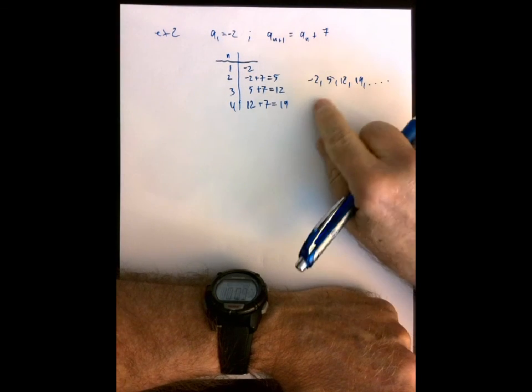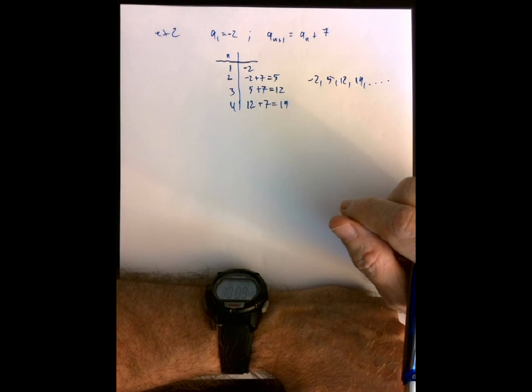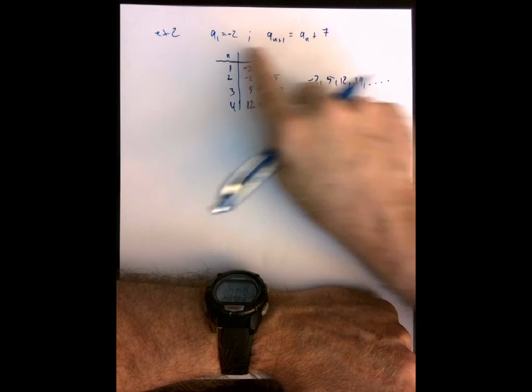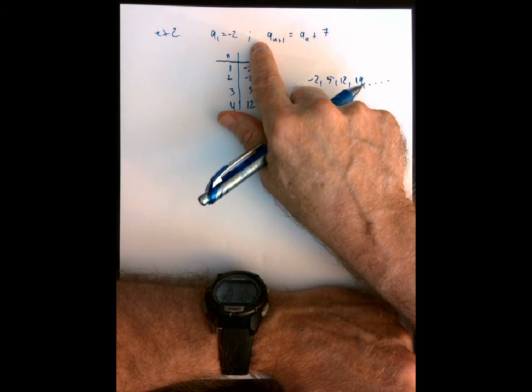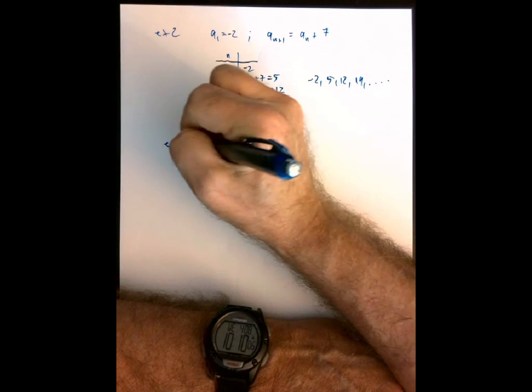And you can see that, indeed, each time we're just adding 7, right? But the rule is in a slightly different format. So this is called a recursive rule. Now, let's do example 3 here.